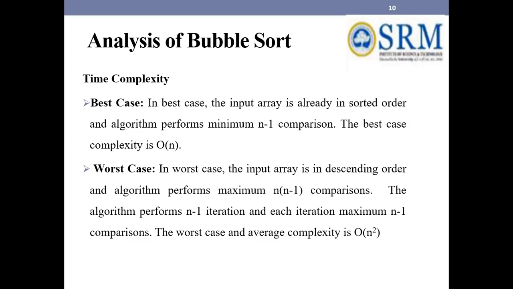So there are two cases in bubble sort. If the input is already in sorted order, the algorithm performs only n minus 1 comparisons, and the time complexity is order of n. In the worst case, the input is in reverse order. The algorithm performs n minus 1 iterations. In each iteration, the algorithm performs n comparisons. So the total comparisons will be the multiplication of n into n minus 1, that is n square. So the worst case complexity and average case complexity of bubble sort is order of n square.